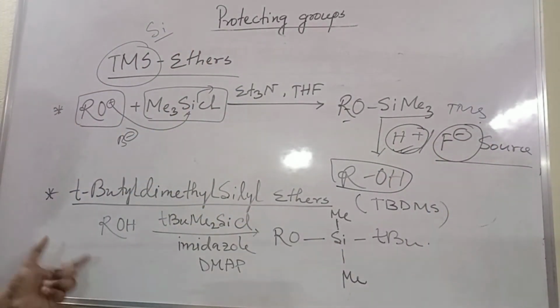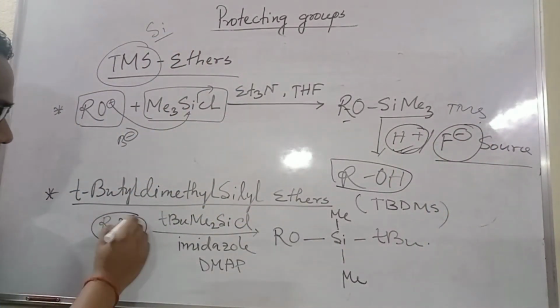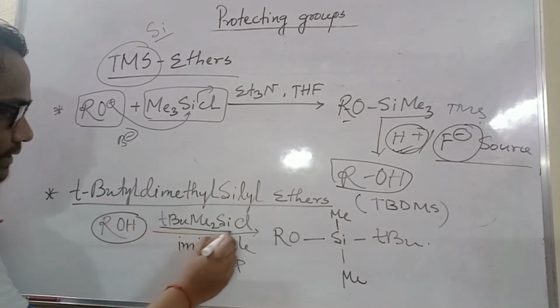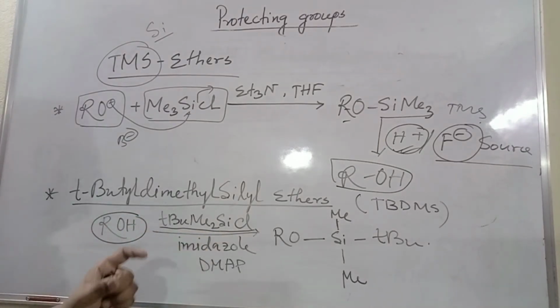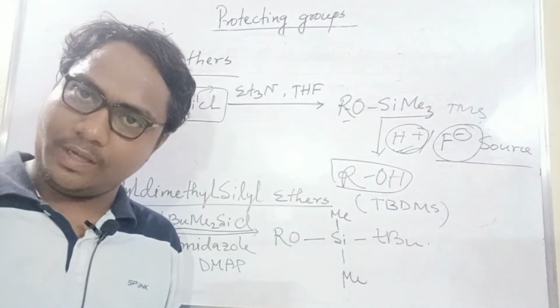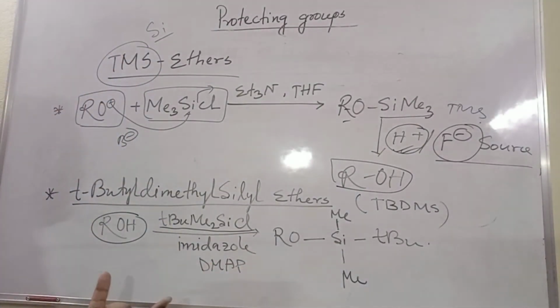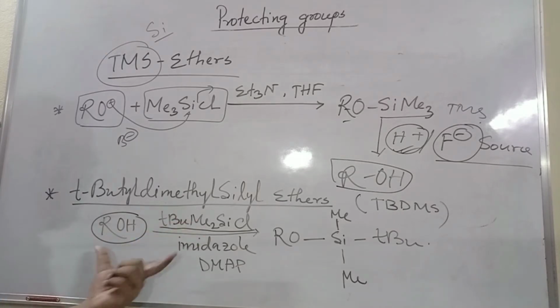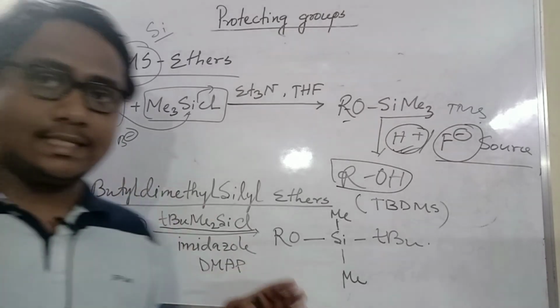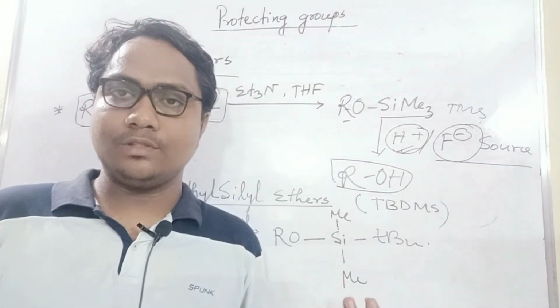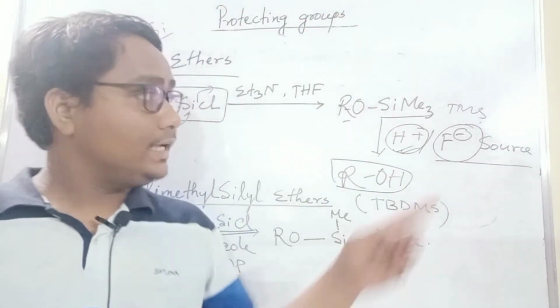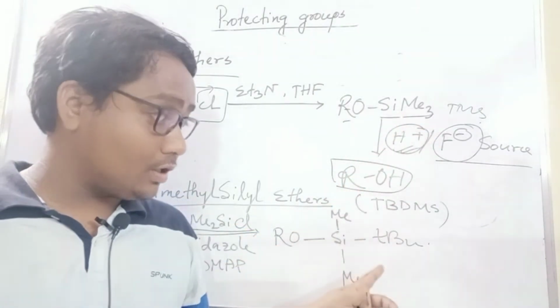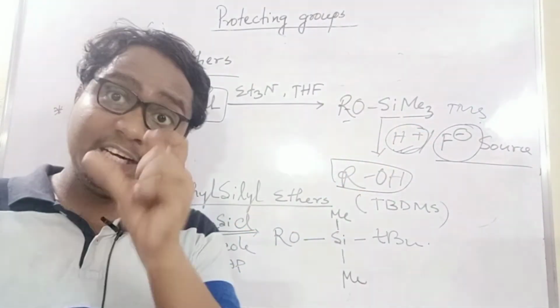So here you see I wrote this one, and I use tertiary butyl dimethyl silyl chloride. It is called TBDMS, or tertiary butyl dimethyl silyl ether. This is a very important, very good OH protecting group. It is less labile. Less labile means it will not go in acid condition easily. It will only need a fluoride source.